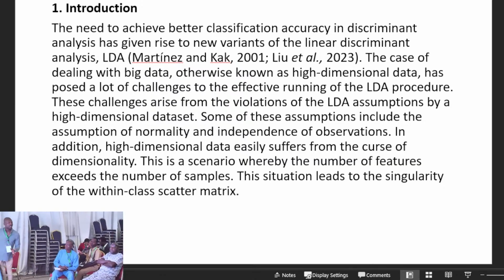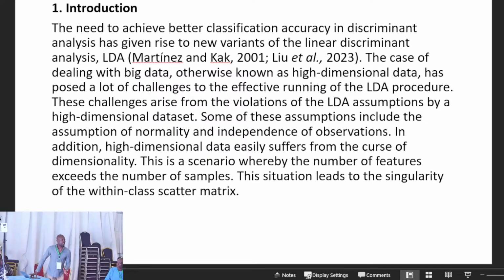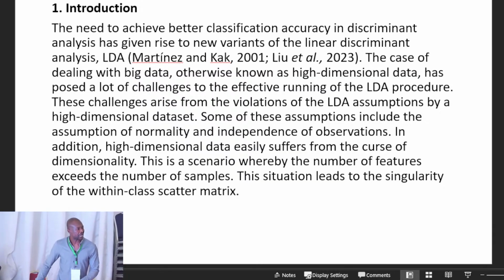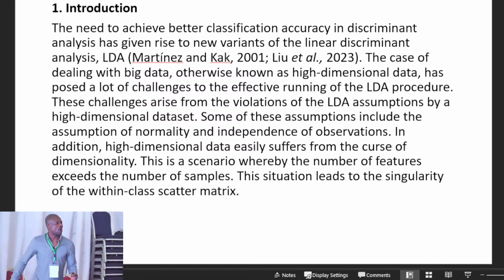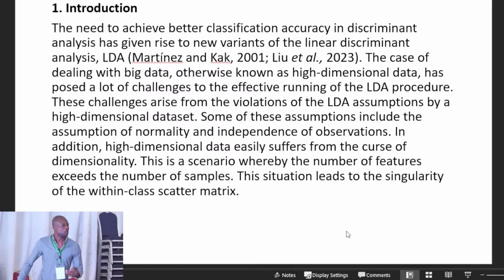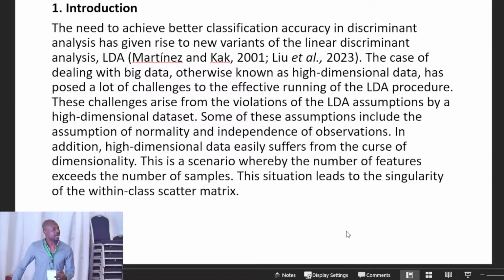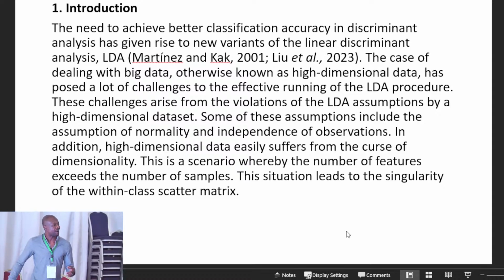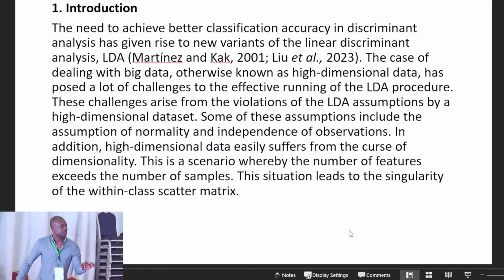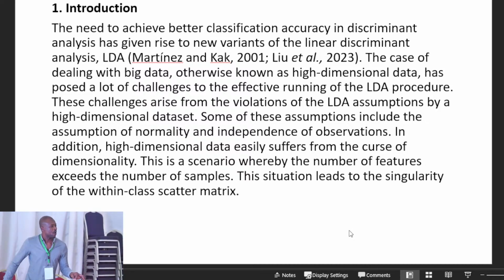By way of introduction, discriminant analysis is classified into linear discriminant analysis and quadratic discriminant analysis, depending on whether the covariance matrix is homogeneous or heterogeneous. If the covariance matrix is homogeneous, we look at linear. If it's heterogeneous, that means unequal, we look at quadratic discriminant analysis. Linear discriminant analysis is further classified into predictive discriminant analysis and descriptive discriminant analysis. If we are interested in classifying individuals into already existing groups, that's predictive. If we are interested in picking out variables responsible for group separation, that's descriptive discriminant analysis.